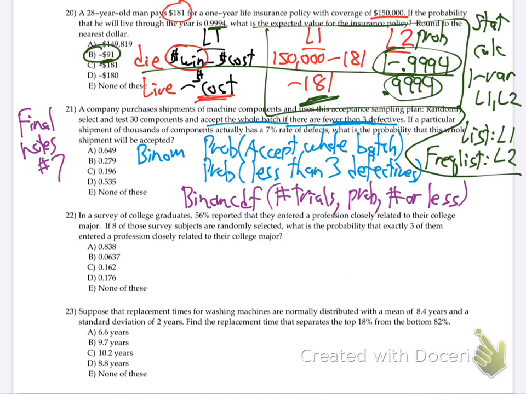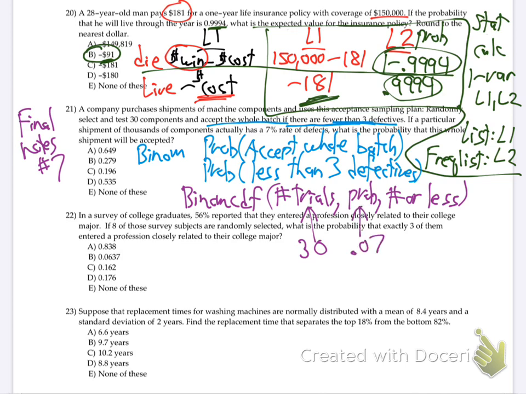So how are we gonna do that? What's gonna go in this one? What's the number of trials? Yeah, we're selecting 30 components. Good job. So we're selecting 30 components. What's the probability each time?